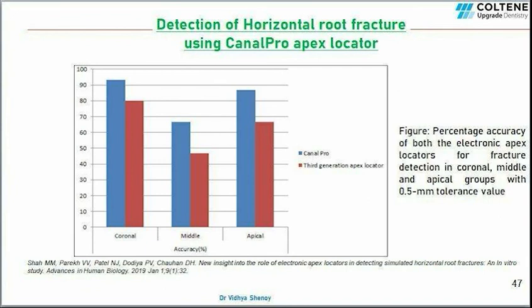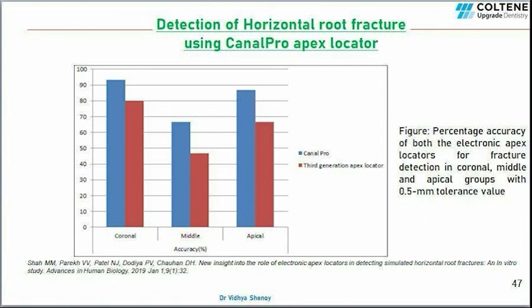In this study, a 3rd generation Apex Locator and the CanalPro Apex Locator were evaluated for detection of fracture in the coronal, middle and apical third of the tooth. The CanalPro Apex Locator detected fracture better than the 3rd generation Apex Locator at all the portions of the tooth.